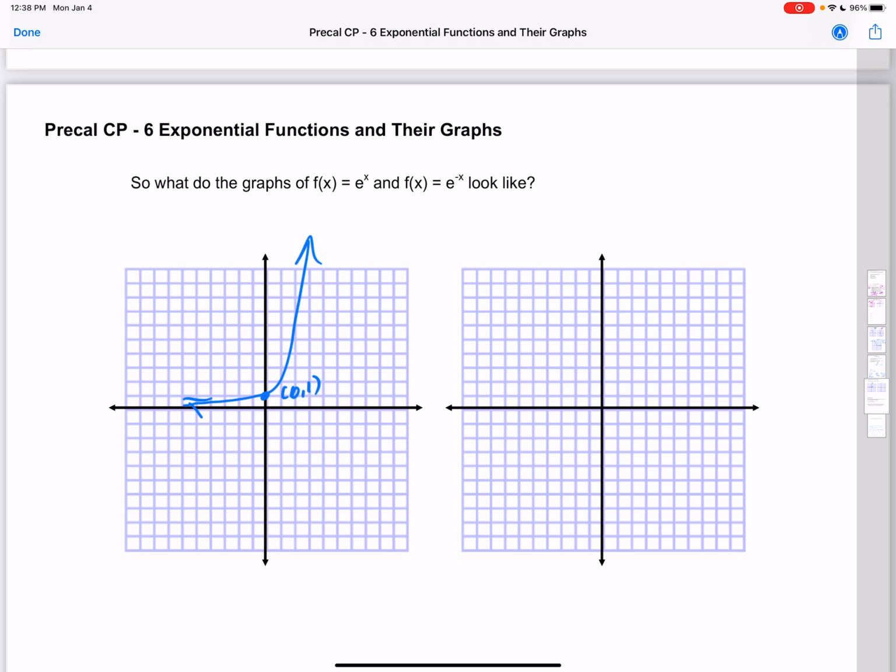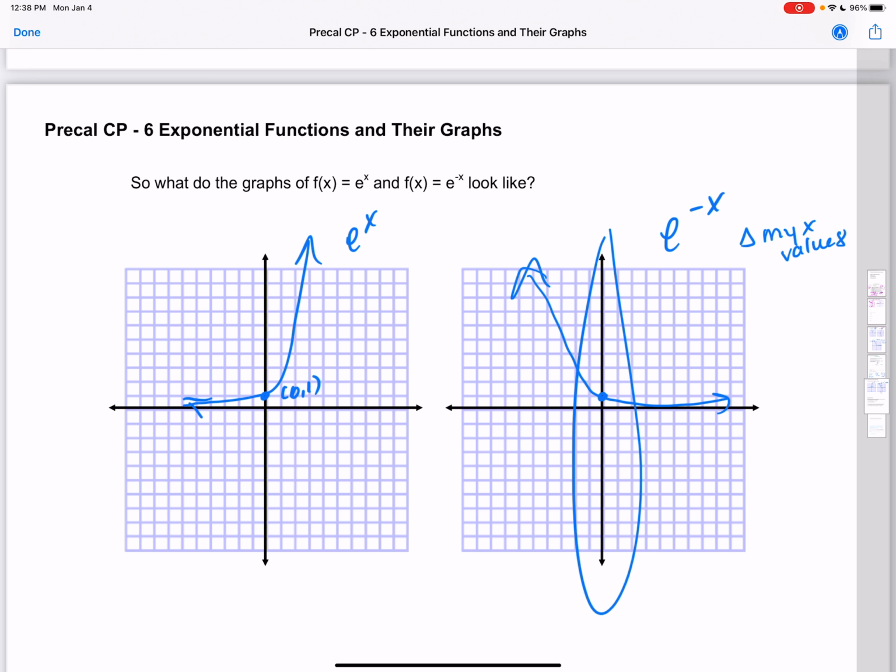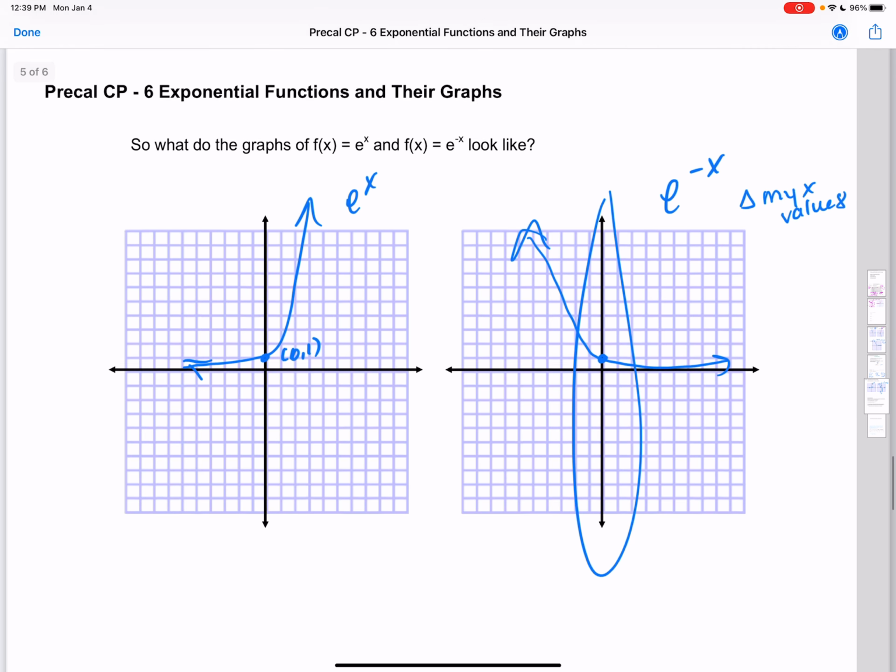This is e^x. What happens when it's e^(-x)? We still have the point (0, 1), but what's happening? We're changing my x values to negative, so it's going to be a reflection across the y-axis. So instead, it's going to look like this. It's reflected across the y-axis, and it is now decreasing. You can confirm that on your calculator if you would like.